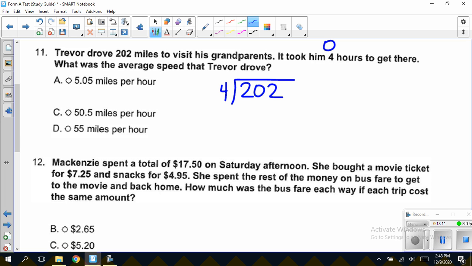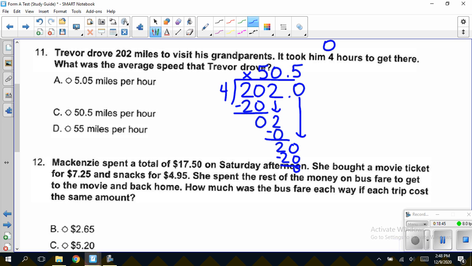So we know that 4 cannot go into 2, but it does go into 20 5 times. 5 times 4 is 20. Subtract, we have nothing left. Drop down the 2. 4 cannot go into 2, so 4 goes into 2 0 times. Subtract, still have that 2, and I can't have a remainder. So I have to add a decimal, make sure I bring it straight up, and then a 0, drop that down. So now 4 can go into 20 5 times, and obviously there is no more remainder. So that means 50.5 miles per hour, which is C.